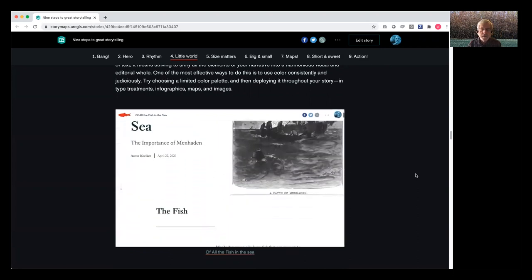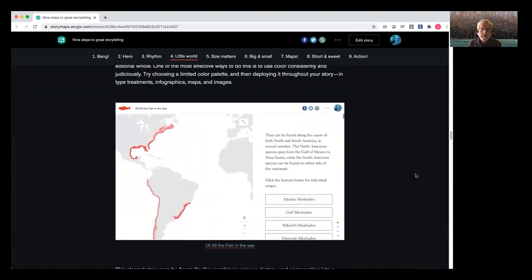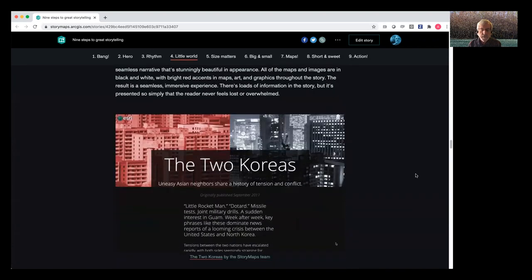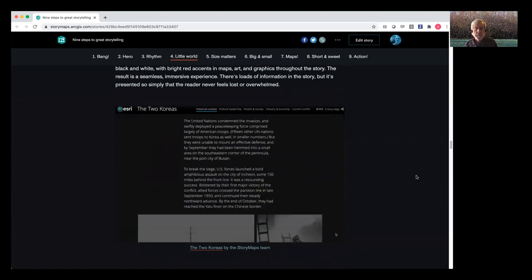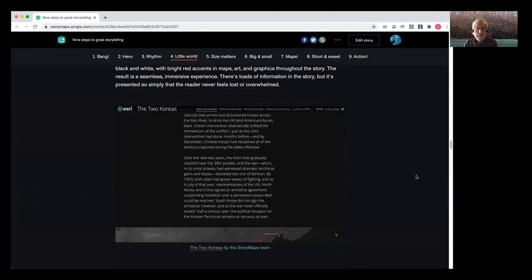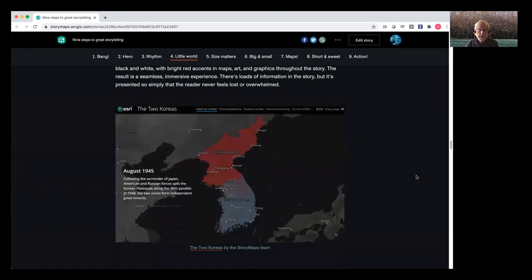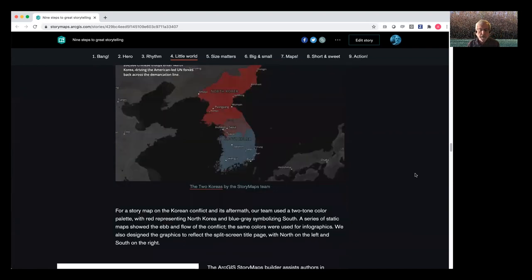And the result is something that I think is really effective and evocative. We did a similar sort of thing with a story on the two Koreas. In this case, we used two color schemes, one representing North Korea, the other South Korea, that we could use in infographics and in the maps themselves and a timeline, et cetera, to tie the story together.